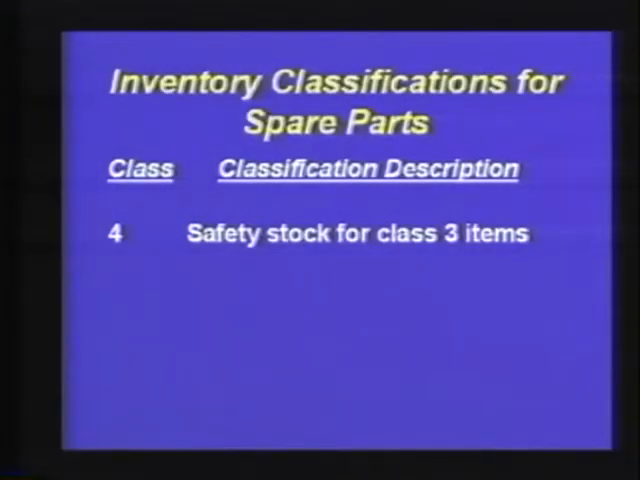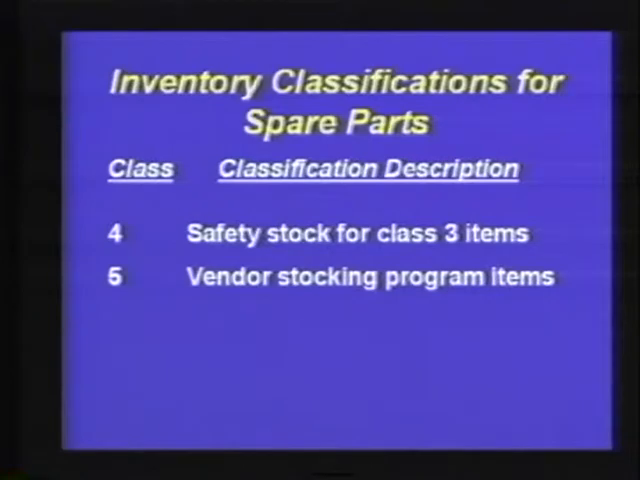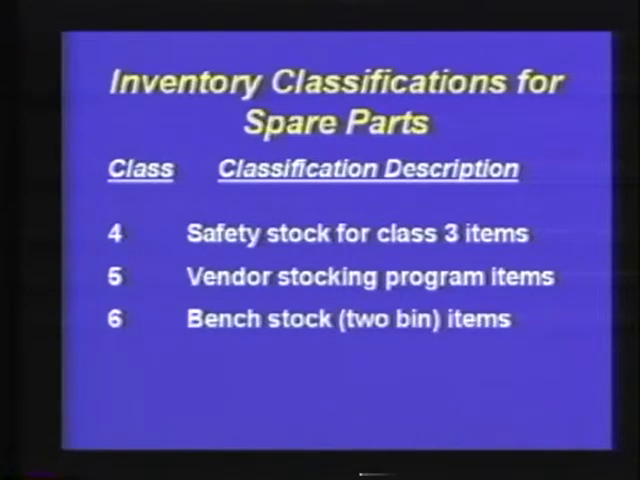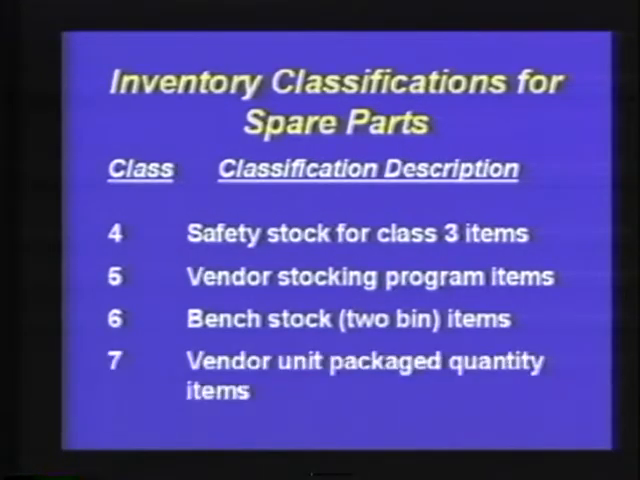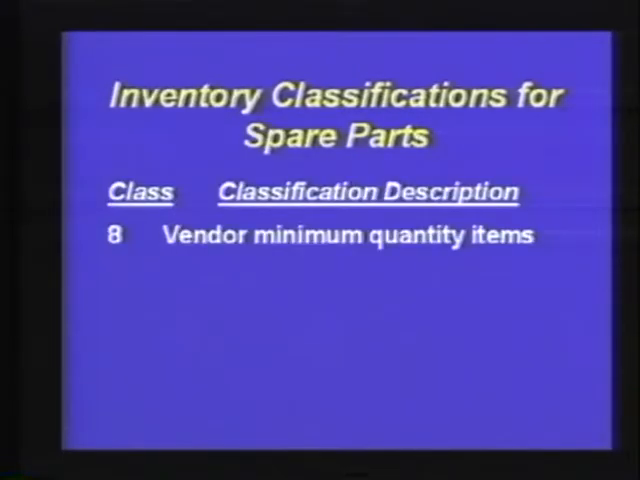Now, moving forward to page 6, we have items that we're going to utilize vendor stocking programs in. Those would be Class 5. Bench stock or two-bin items under Class 6 are used for those parts that we're going to house in our various maintenance repair shops. Class 7 are vendor unit package quantities. When a vendor says you have to buy 8, because that's how many are in a package, as compared to Class 8, which is the vendor minimum.